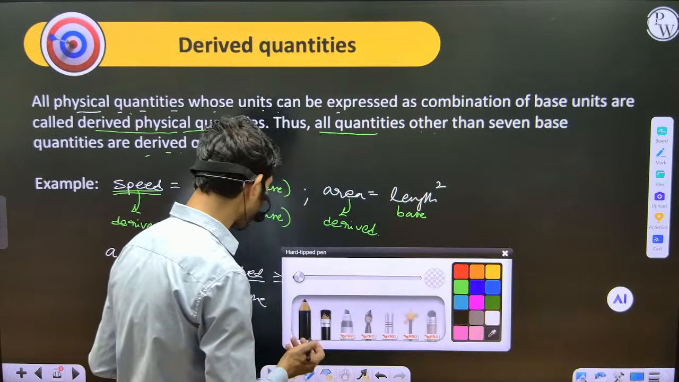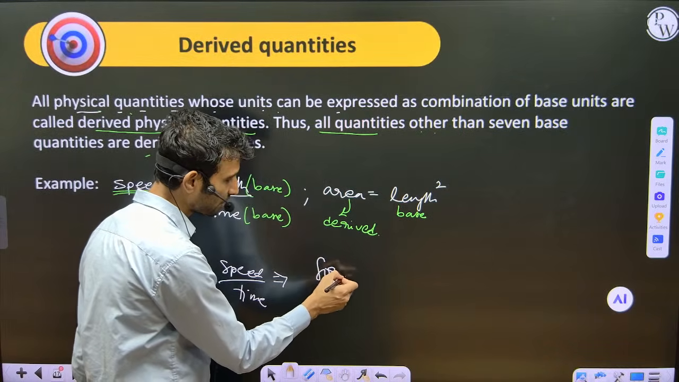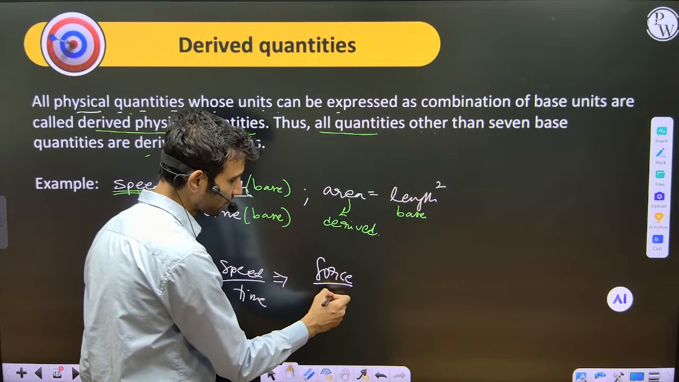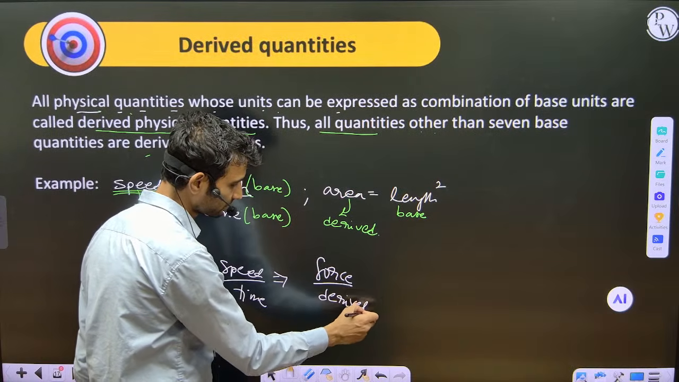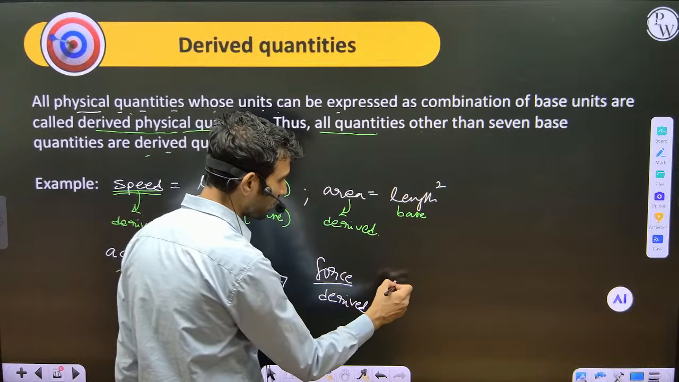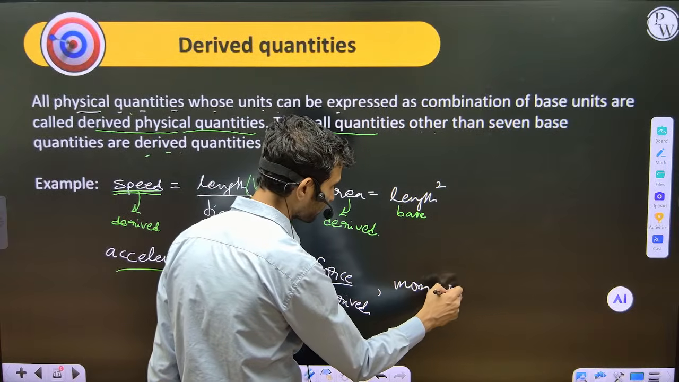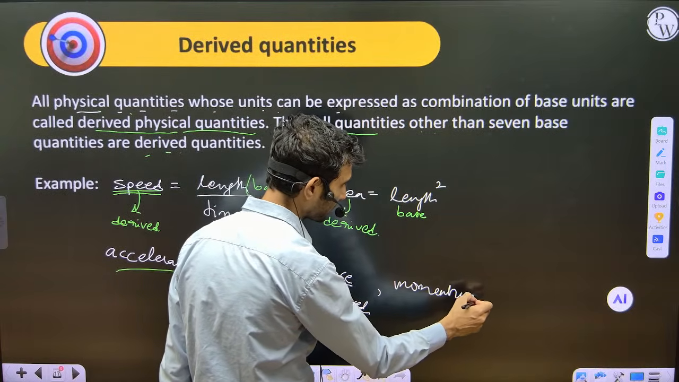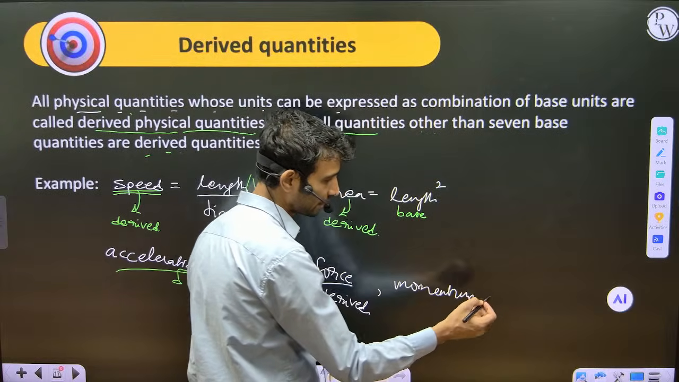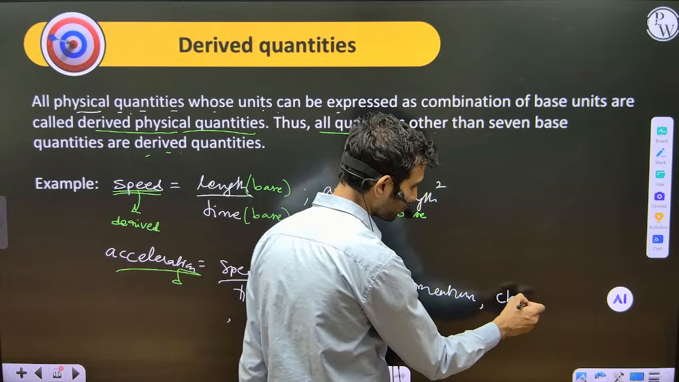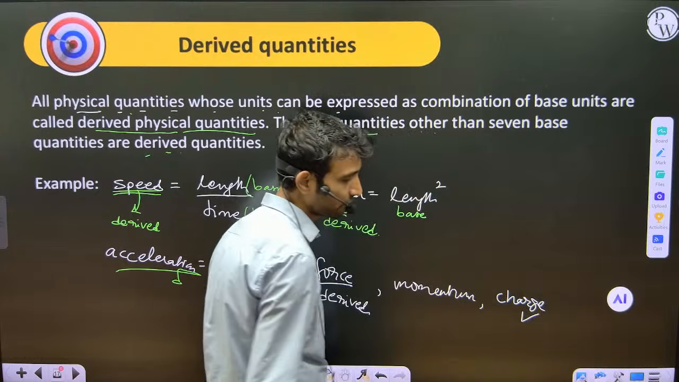Anything other than the base quantities. Force also naturally becomes what? This also becomes a derived quantity. Right? And then you have momentum, also a derived quantity. Right? What else is derived? Charge. Charge is also a derived quantity.